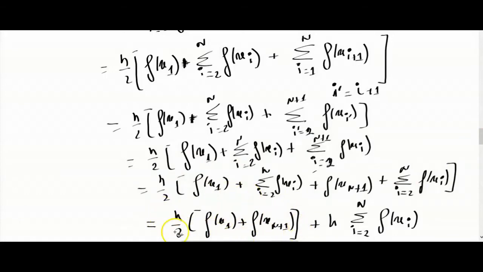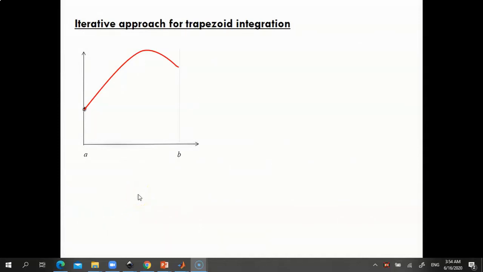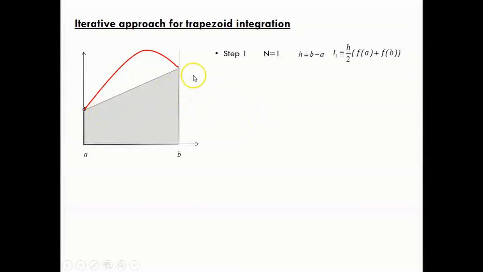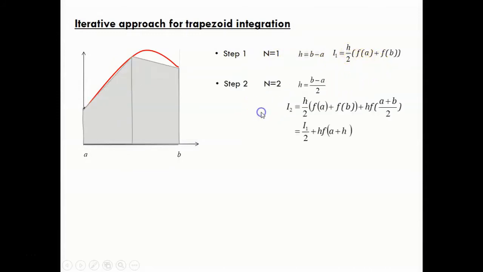So it's h over 2 times f of x1 plus f of xn plus 1, plus h times the sum from i equals 2 till n of f of xi. And now if you want to develop a similar approach to what we did for the rectangle approximation, so if you want to increase the number of subintervals until we get the integral up to a given precision. So first we will construct the trapezoid with just the 2 points A and B. So h is equal to b minus a, and I1 is h over 2 times f of a plus f of b.